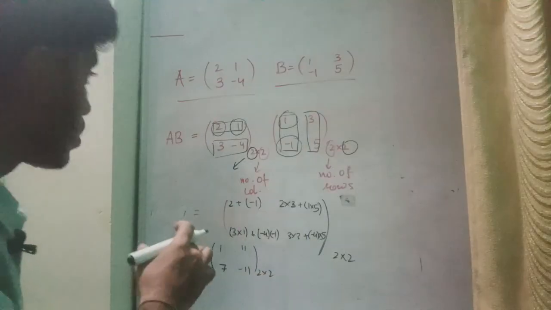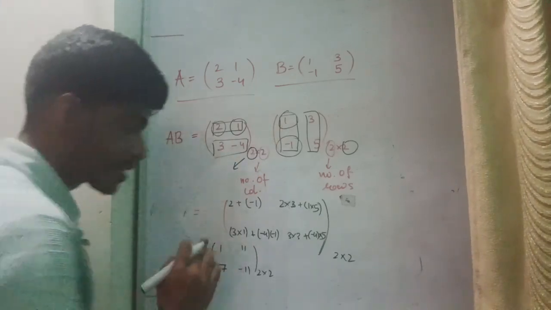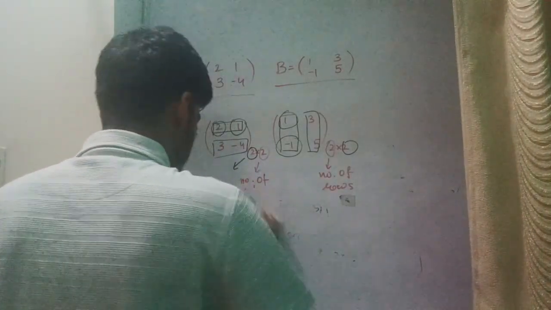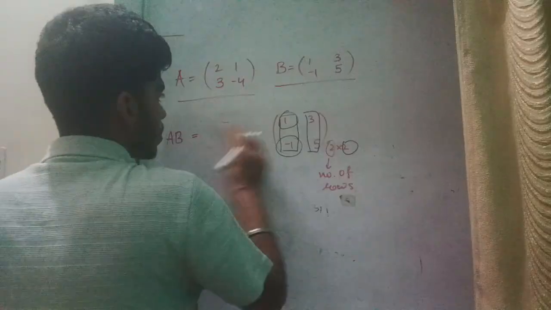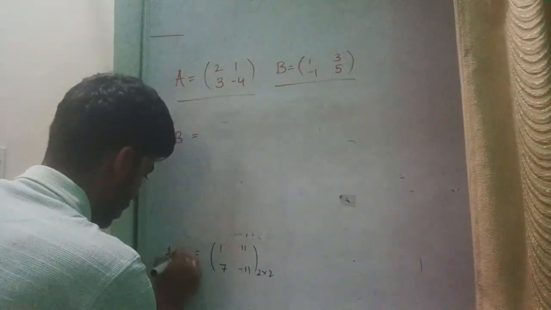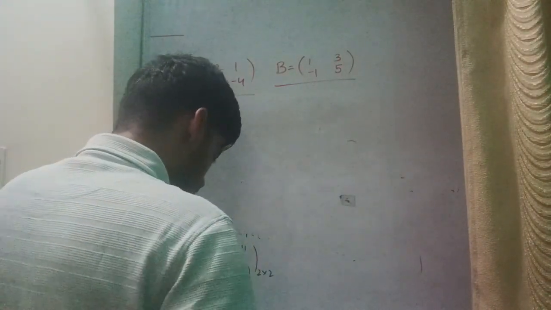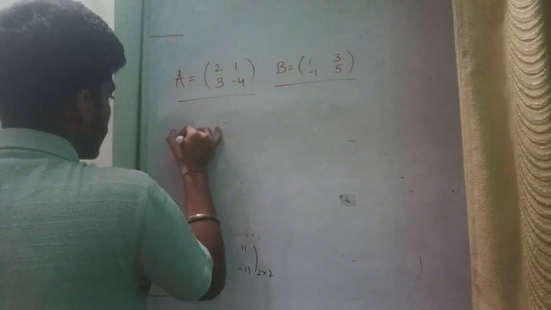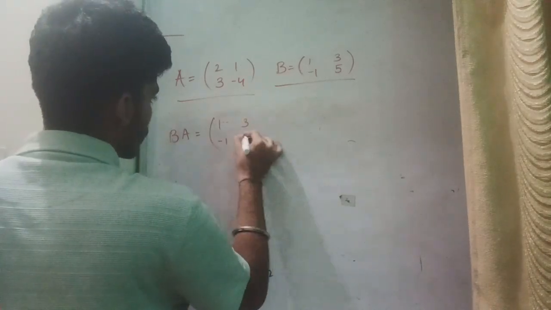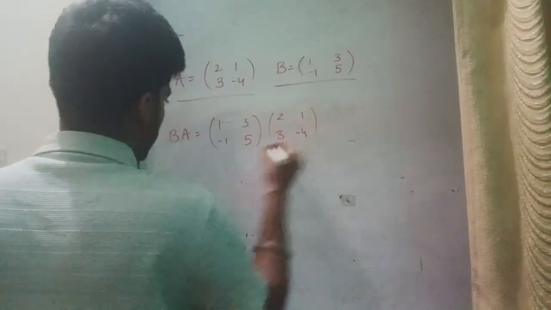Now, I'm going to do the same multiplication, but I'm reversing the order of the matrices, and let's see what will happen. Right. New multiplication. So this was A times B, and now I'm going to do B times A. Now B times A, what is my matrix? B is 1, 3, minus 1, 5. What is A? 2, 1, 3, minus 4.